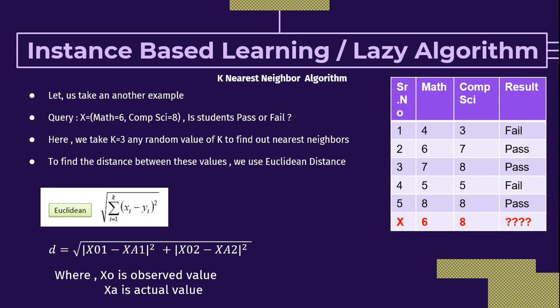So what is x0? The x0 is my observed value and the xa is my actual value. Here 6 and 8 are my observed values. Okay, so let's move to the next step, how to find the distance using the Euclidean formula.